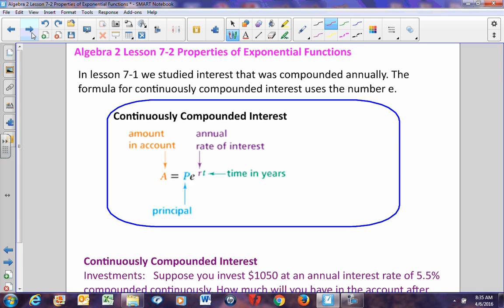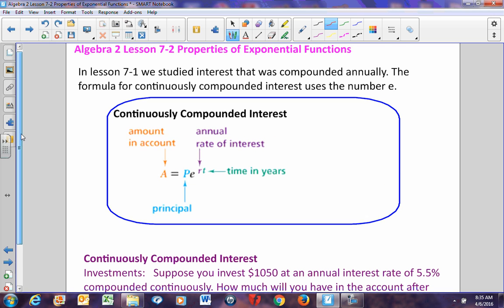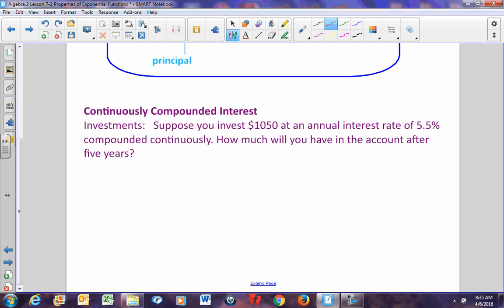Continuously compounded interest is found by the formula A, which is the amount of money in your account, equals P, your principal, the amount you originally invested, or originally borrowed if it's a loan, times e to the rt power, where r is your annual rate of interest as a decimal, and t is time in years. So let's take a look at a continuously compounded interest problem. Suppose you invest $1,050 at an annual interest rate of 5.5% and compound it continuously. How much money will you have in your account after 5 years?